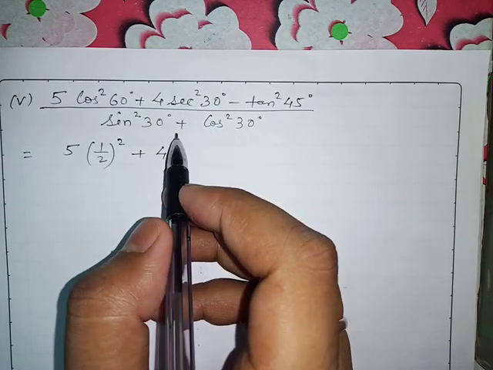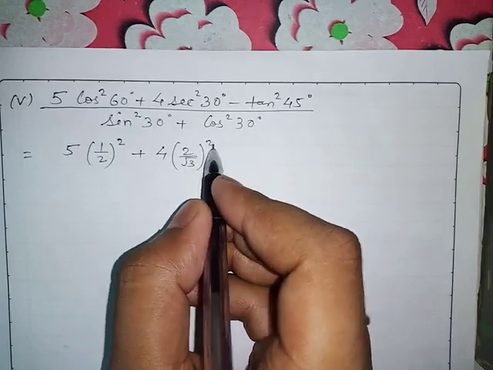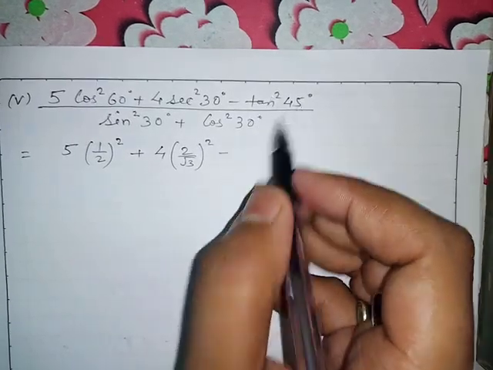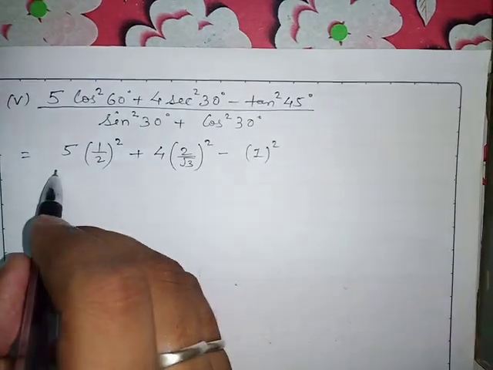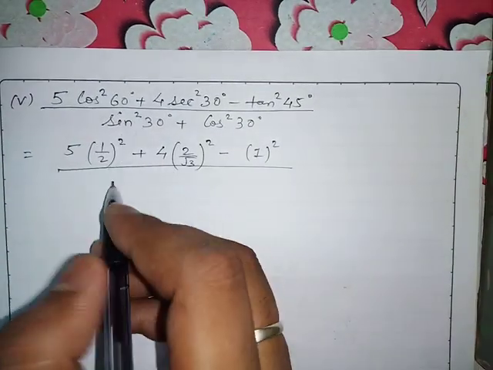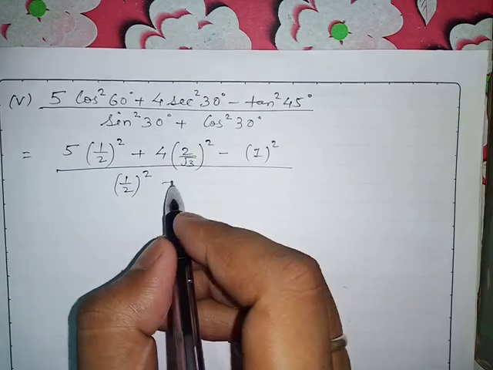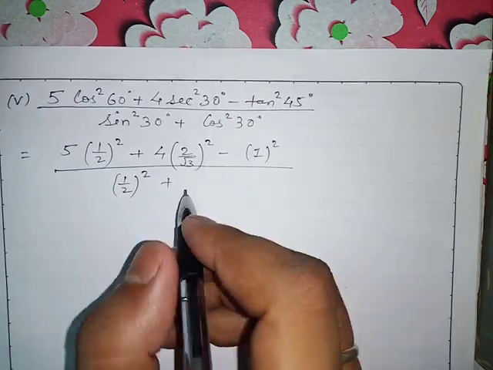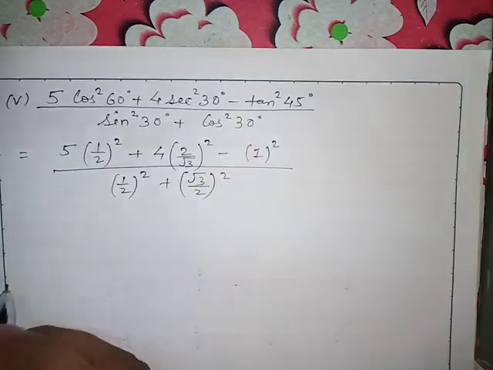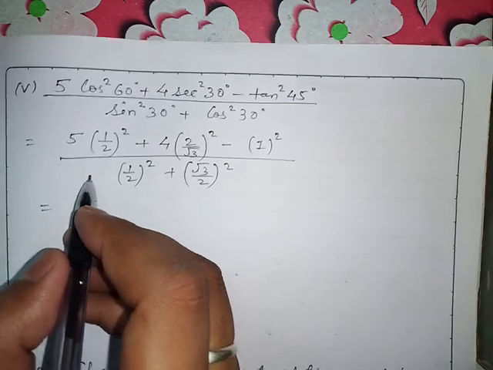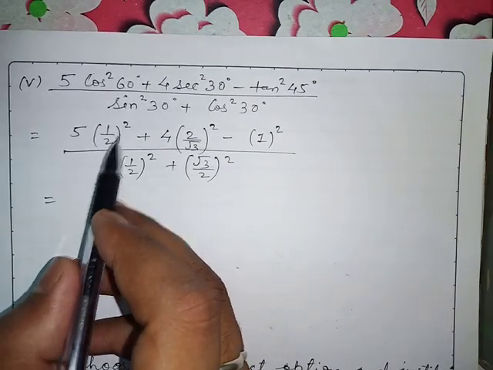So sec 30 degree is 2 upon root 3 whole square minus tan square 45 degree. So tan 45 degree is 1. So you will do 1 square upon sin square 30 degree, sin 30 is 1 by 2, 1 by 2 square plus cos 30. Cos 30 is root 3 by 2 whole square. Now solve for this. 1 square is 1 and 2 square is 4.